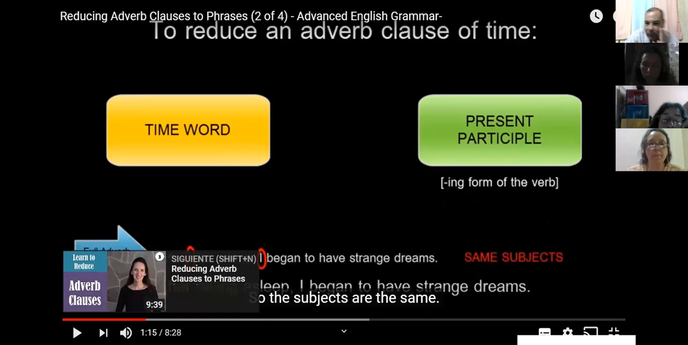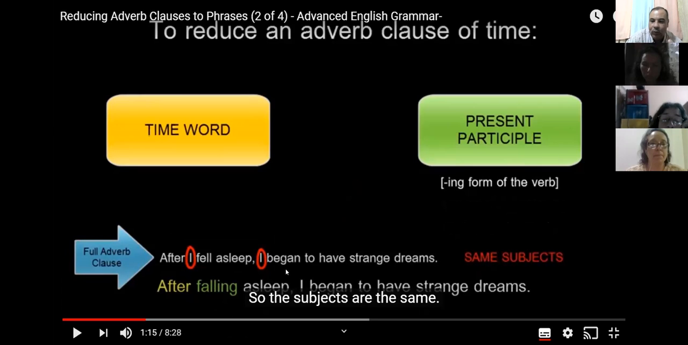Okay. Now, we can reduce. Can you see we have two clauses? This is an independent clause, because I began to have strange dreams is understood. It explains itself. Now, this is a dependent clause, because if I say after I fell asleep, so what happened? Okay, it's not complete. So this one is dependent. It depends on another clause to have meaning, to make sense, okay?